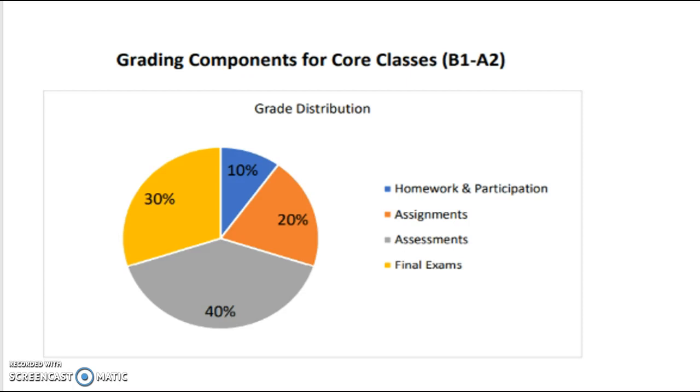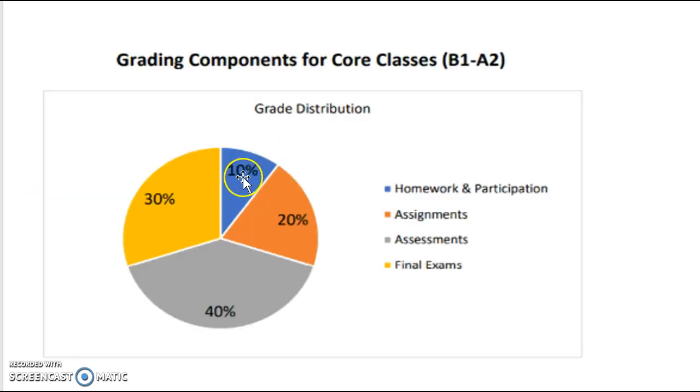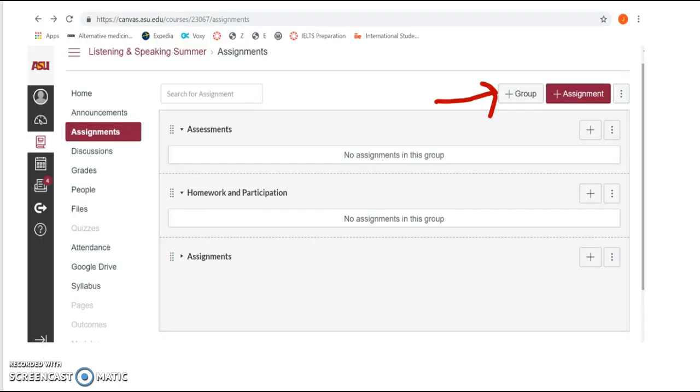It's very easy for us as teachers to manage. They're all even numbers, 10, 20, 30, 40, so thank you administrators for that. So how do we weight our grades? Before we even weight our grades, we need to establish assignment groups. If we go back, these are assignment groups: homework and participation, assignments, assessments, and final exams.